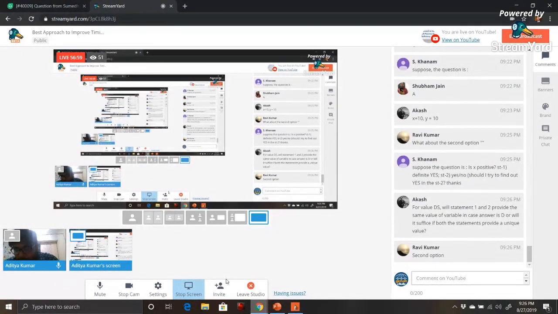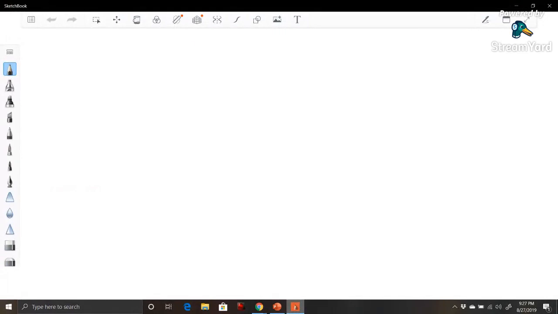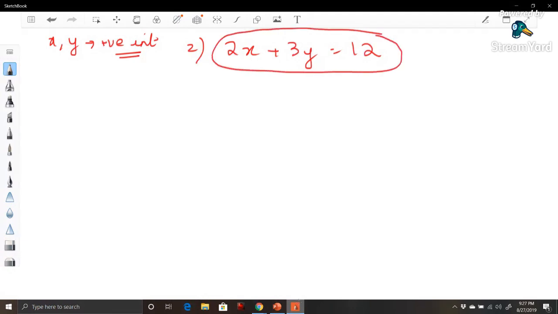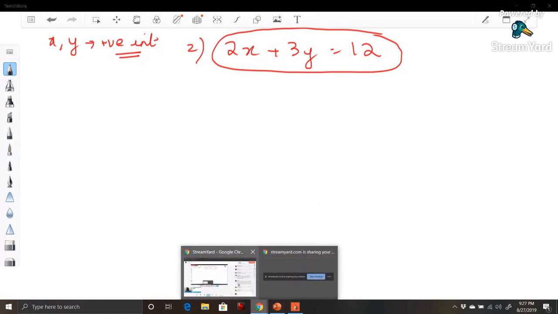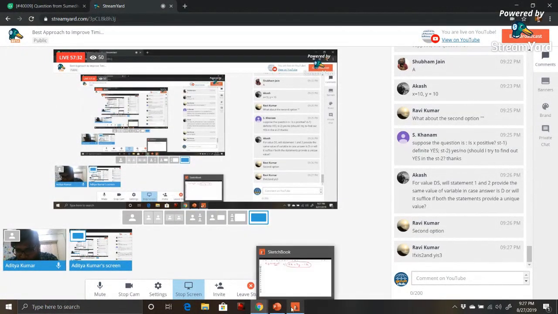The second statement is 2x plus 3y is equal to 12, right? So check if that statement is enough or not. And I've put in constraints that x and y are positive integers. Why I didn't worry about solving this is because I assume most of you will know how to work with it. Think about this, guys. If I give you the constraint that x and y are positive integers, and the equation 2x plus 3y is equal to 12, what is the only possible solution? You can do it in your head.